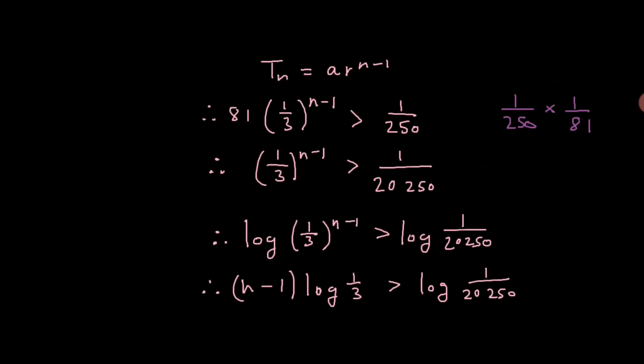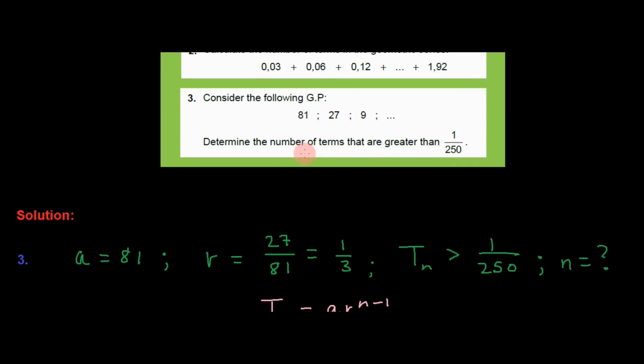So then to go back to the question, we needed to find the number of terms greater than 1 over 250. So there are 10 terms that are greater than 1 over 250.